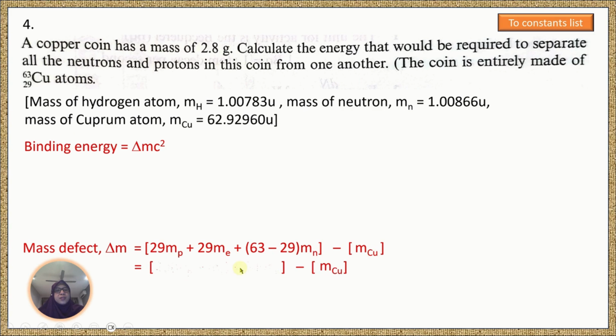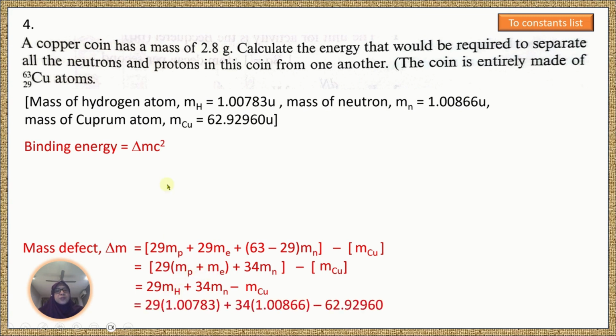Okay, now we can factor out 29. So bracket here, mass of proton plus mass of electron, and plus 34 mass of neutron, minus mass of copper. Now mass of proton plus mass of electron is equal to the mass of the hydrogen atom, because a hydrogen atom consists of one proton and one electron. Now you substitute all the values given into the equation, and you get the answer. Mass defect is 0.59191 u.